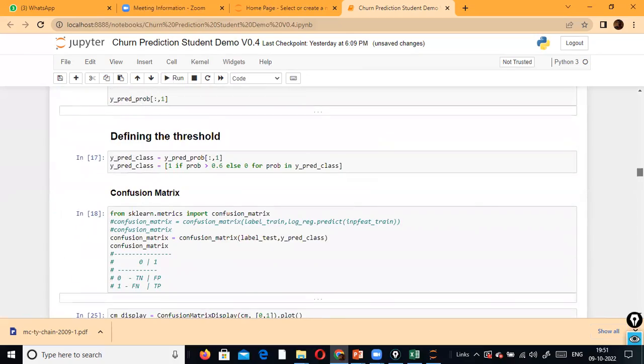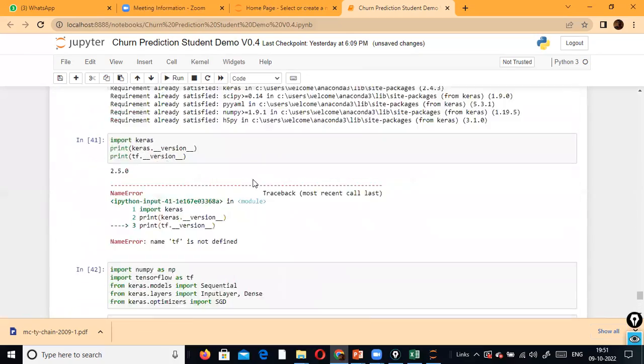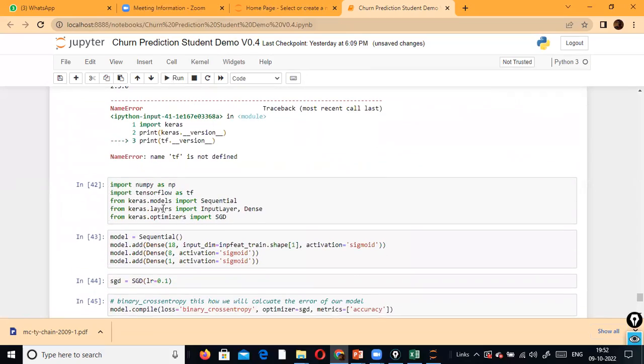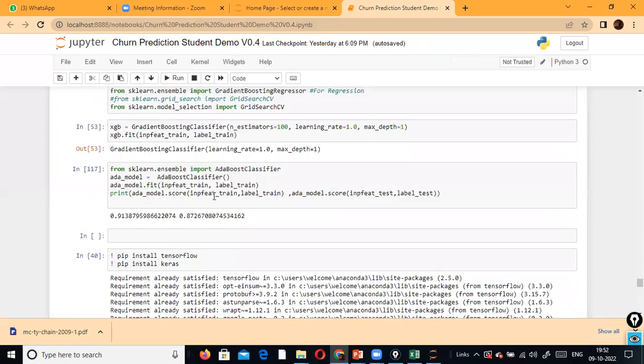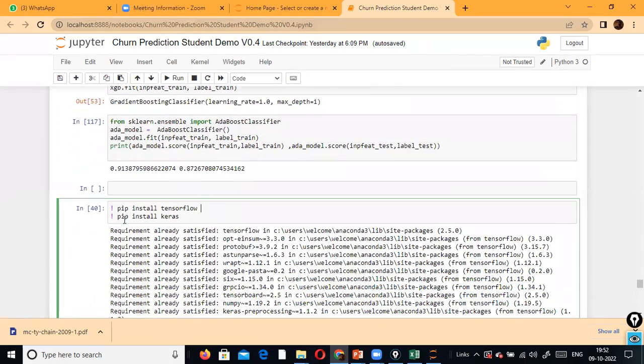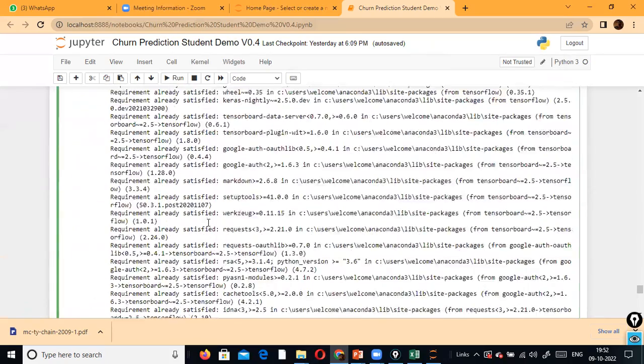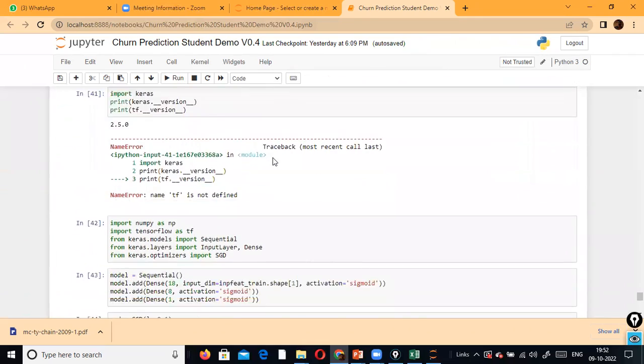If I go down here, this is the one I'm talking about. So TensorFlow, you need to install TensorFlow like this: pip install tensorflow, pip install keras. And once you install it, in my case, it got installed already.